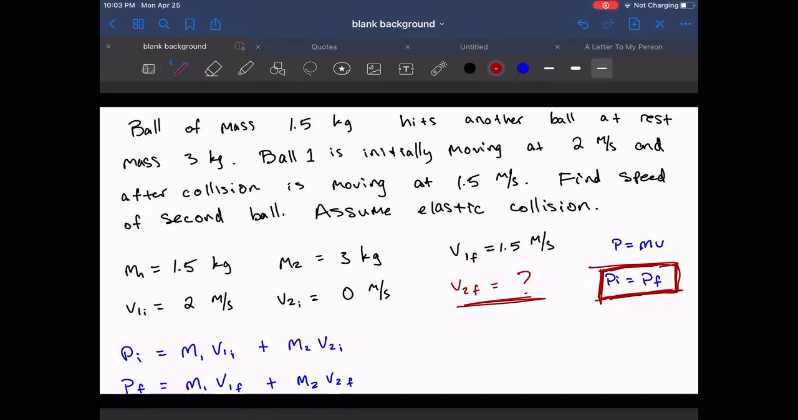So tell me what to write down, I guess, is what I'm asking. We're trying to find V2F, so you have to isolate that, right? But which equation do I use? Wouldn't you use PF equals M1 V1F plus M2 V2? Partially use it, but do we know what that is? No.